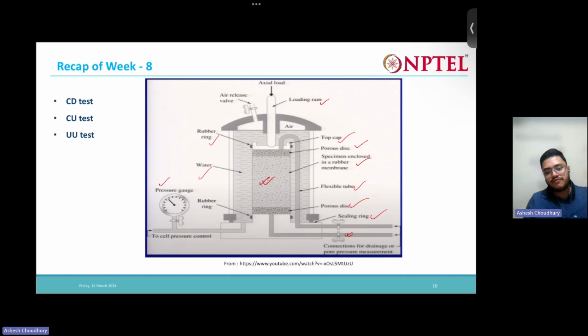But if you open the valve and allow drainage to happen, what is going to happen? That means you are allowing consolidation to happen. That means you are allowing the pore pressure dissipation to happen. So this is how these things actually work.